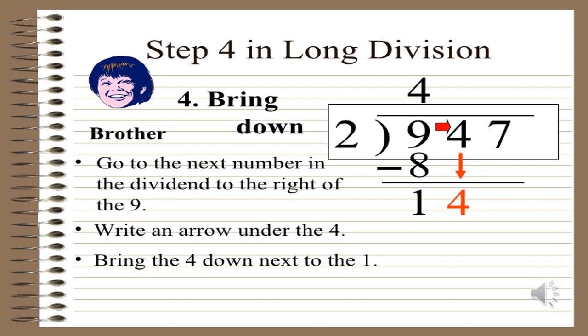After subtracting, I have to bring down the next digit in the dividend. So here we go to the next number in the dividend to the right of the 9. Write an arrow under the 4, bring the 4 down next to the 1. Now we have 14.